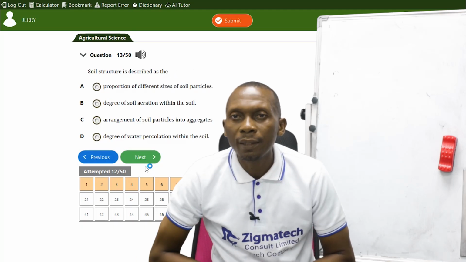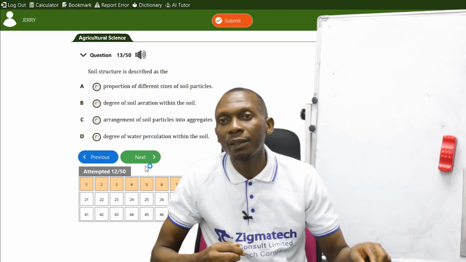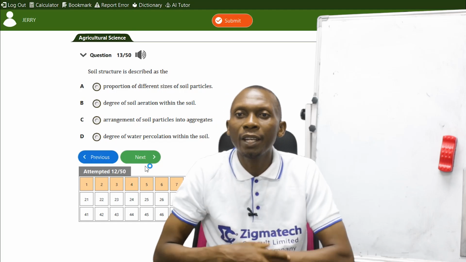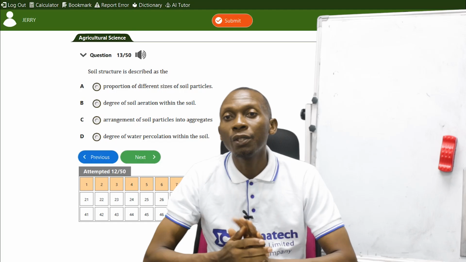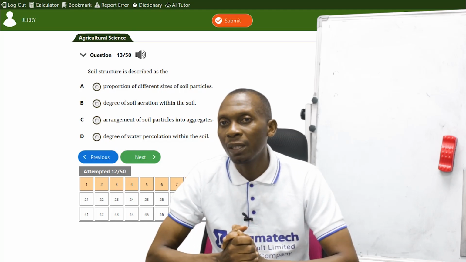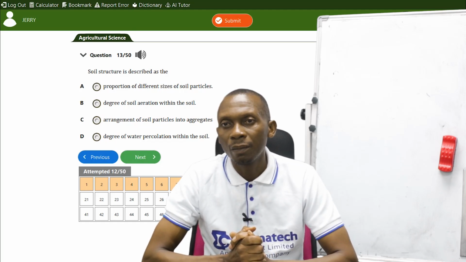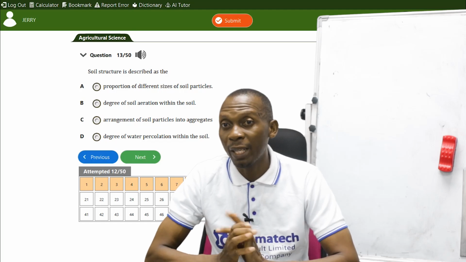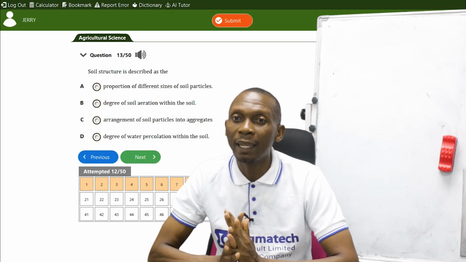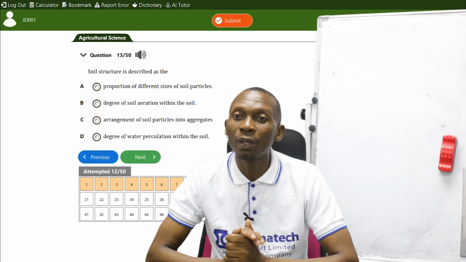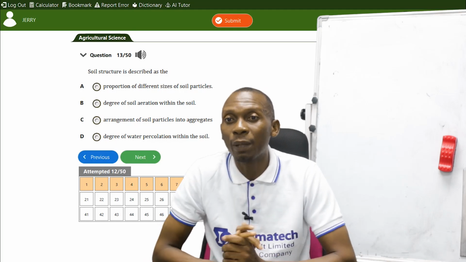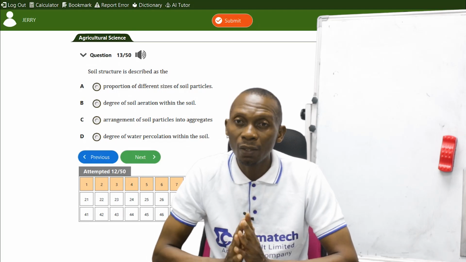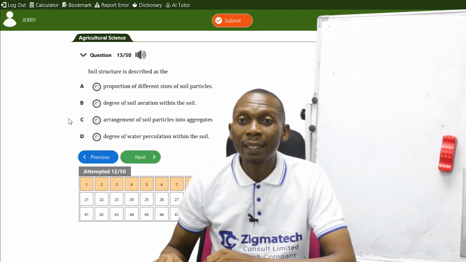This question says, soil structure is described as: A, the proportion of the different sizes of soil sample; B, the degree of soil aeration within the soil; C, arrangement of soil particles into aggregates; and the last option, the degree of water percolation within the soil. So when we talk about soil structure, we're talking about the arrangement of particles in the soil into aggregates. So the answer is C.